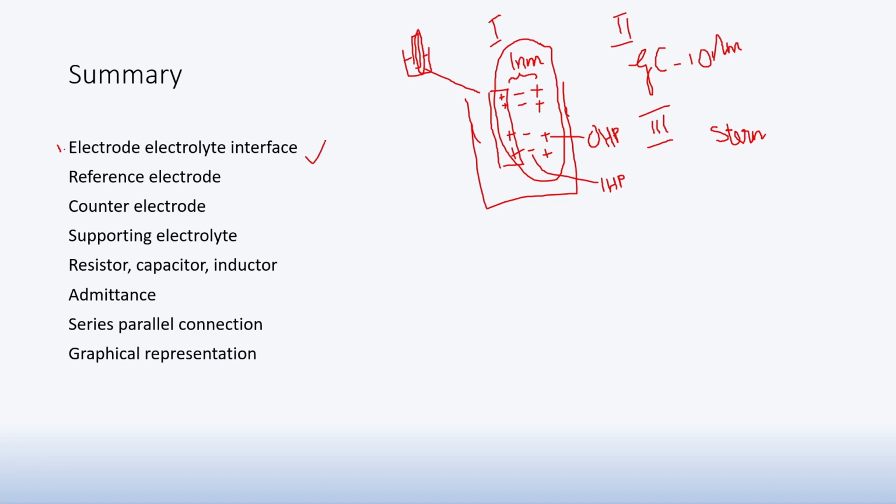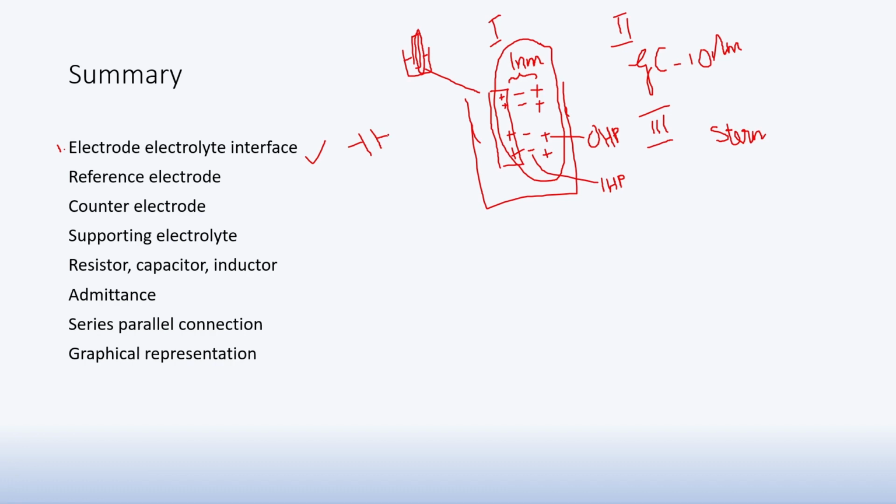Then we saw that because there is a charge separation happening, positive and negative together, this can be represented using a double layer capacitor. So this double layer formation is represented using a capacitor. That was the next thing you had seen.